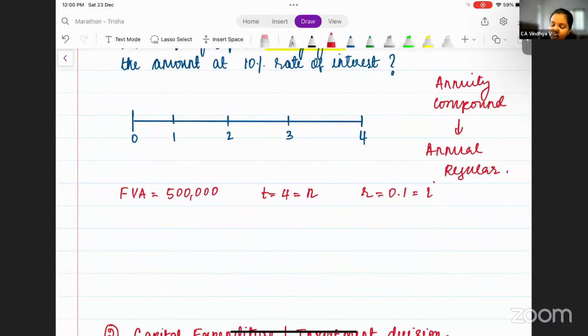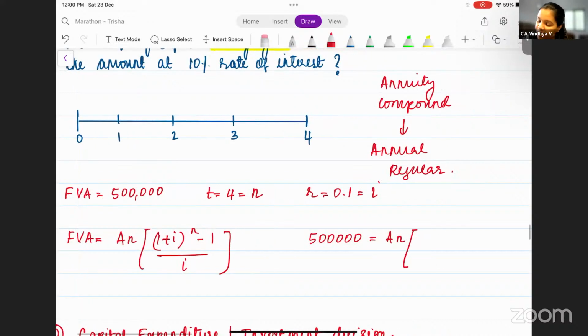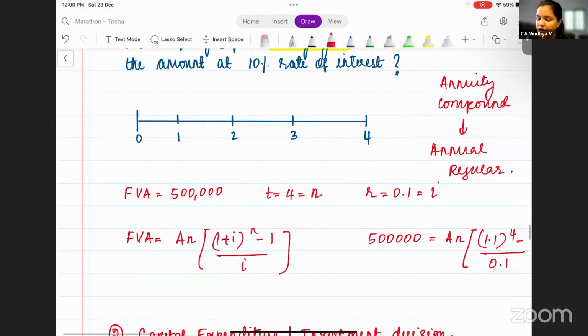All right. So you use the future value annuity regular formula, which is future value annuity equals annuity into 1 plus i to the power n minus 1, divided by i. By substituting the values, you will get the annuity required every year, which means 5 lakh is equal to annuity into 1.1 to the power 4 minus 1 divided by 0.1. Solve this using the calculator. You just have to solve 1.1 to the power 4 minus 1 divided by 0.1 and shift it to the other side by dividing. We'll solve a question, don't worry. This is your sinking fund.